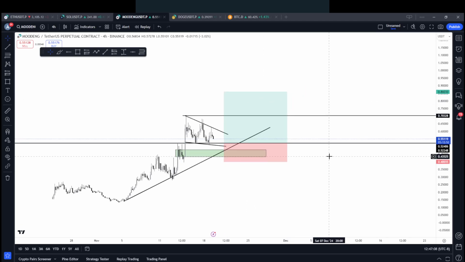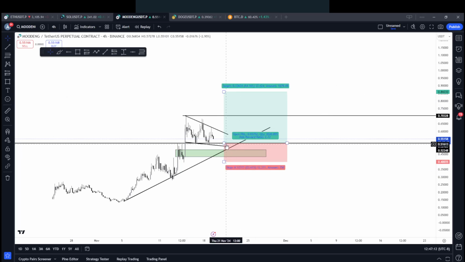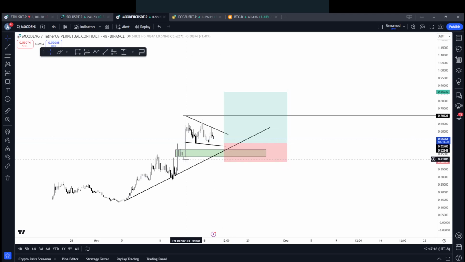I don't know much about these coins, right? Like, I know this is just hype. So 52 down to 47, manual stops below 41 or 40 cents, and you're targeting at least, what, a 50 or 60% move, 70% move.